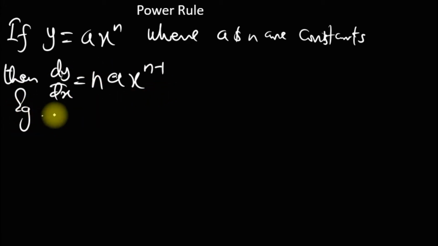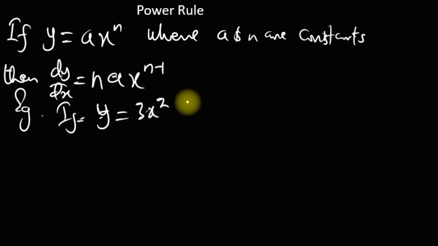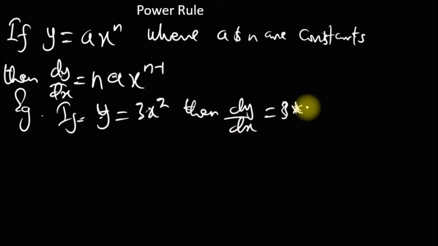Example, if y is equal to 3x squared, then dy over dx is just 3 times 2, times x to the power 2 minus 1. So we have 6x raised to power 1, which is 6x.